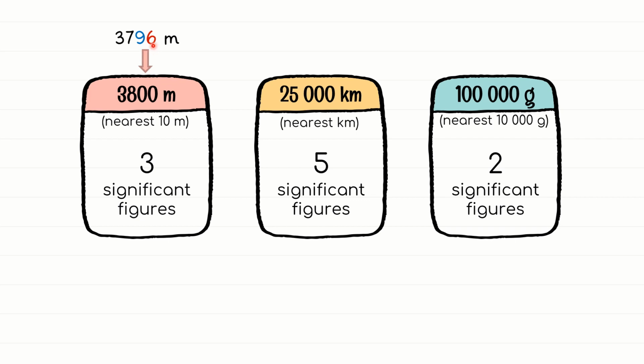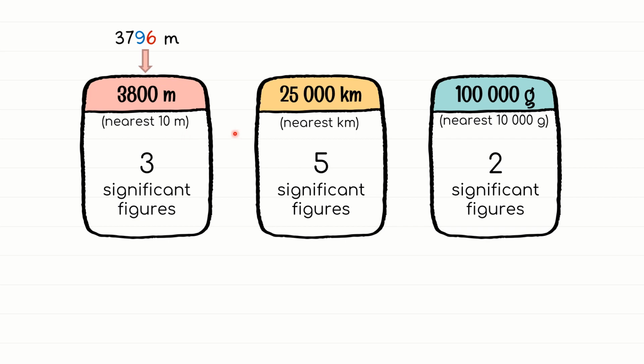Okay, so therefore, the 0 over here, the importance of it is to actually hold the place value, instead of counting as a significant figure itself, due to the question asking me to round it off to 10 meters, to the nearest 10 meters.